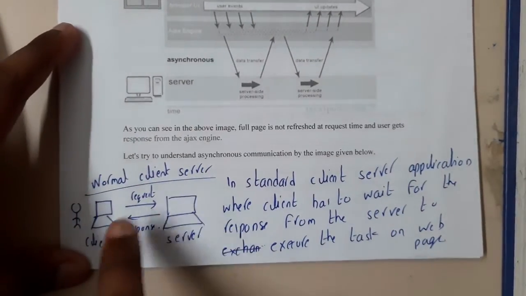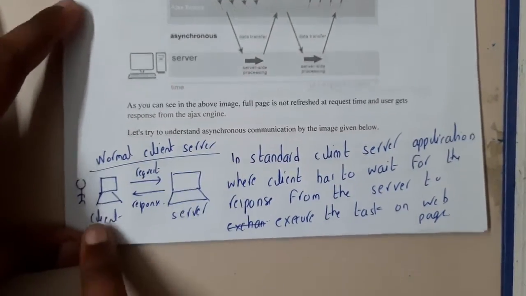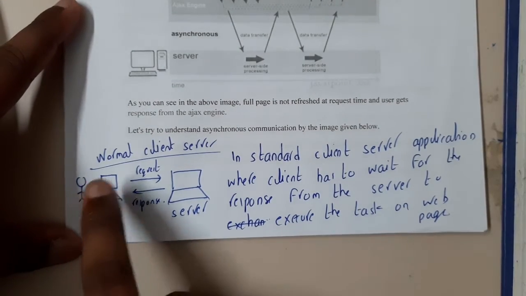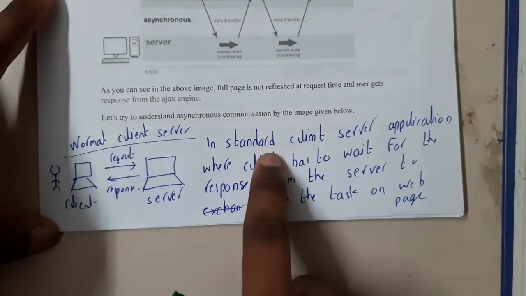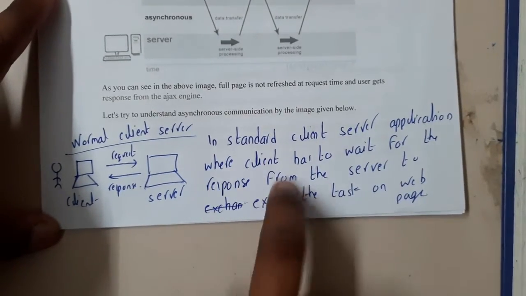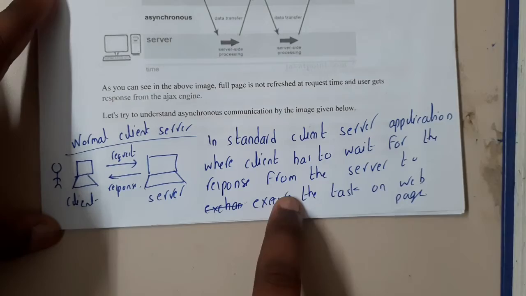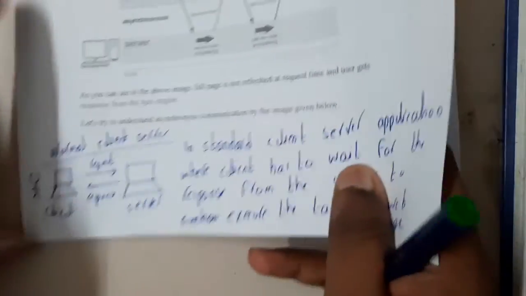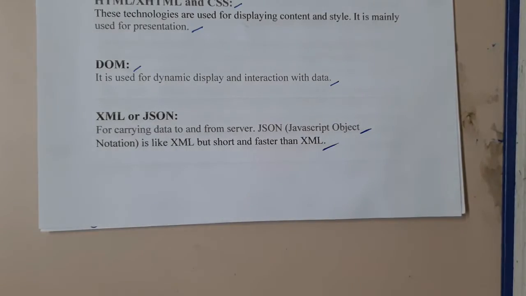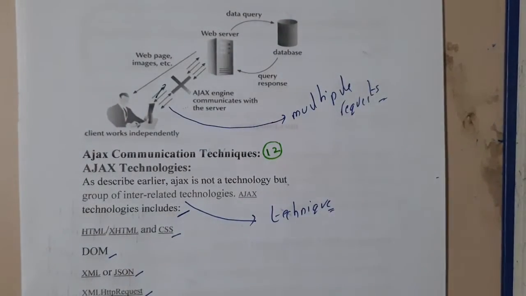Okay, so now let us go through normal client server architecture. So this is client and this is server. So client will be requesting for something and server will be responding. That's it. So in a standard client server application, the client has to wait for the response from the server to execute the task on the web page. So basically in that situation, the client will be waiting, guys, for the server to respond.